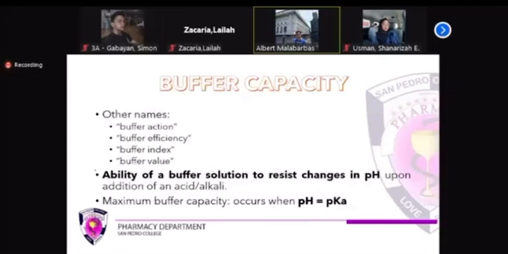Under buffers, we have the so-called buffer capacity. Other names are as follows: buffer action, buffer efficiency, buffer index, and buffer value. It is defined as the ability of a buffer solution to resist changes in pH when acids or alkali is added. It is said that the buffer capacity has reached its maximum value when the pH becomes equal with the pKa, maximum buffer capacity.